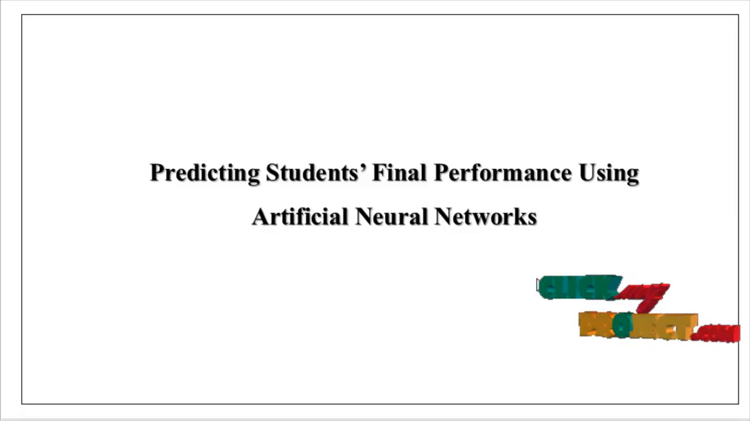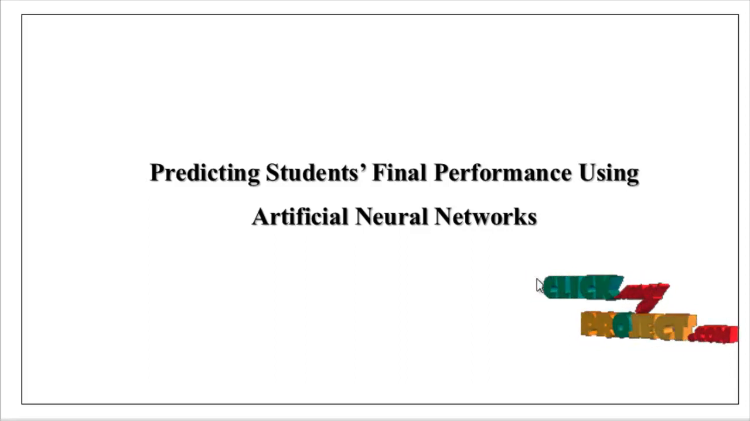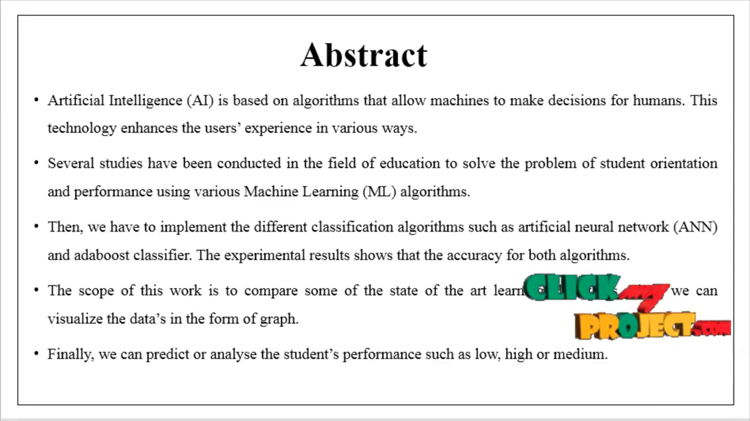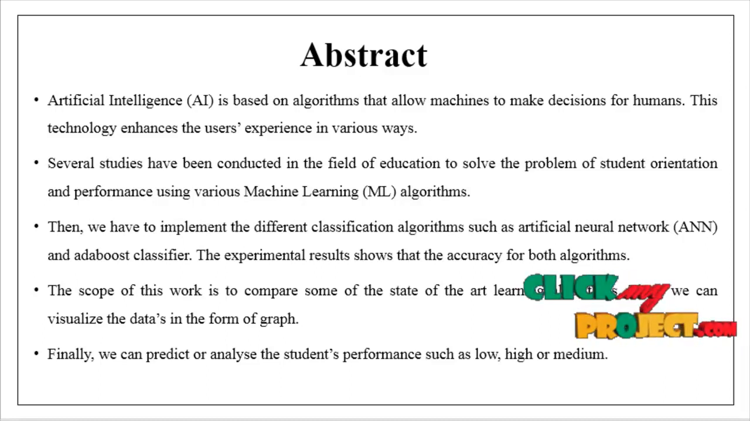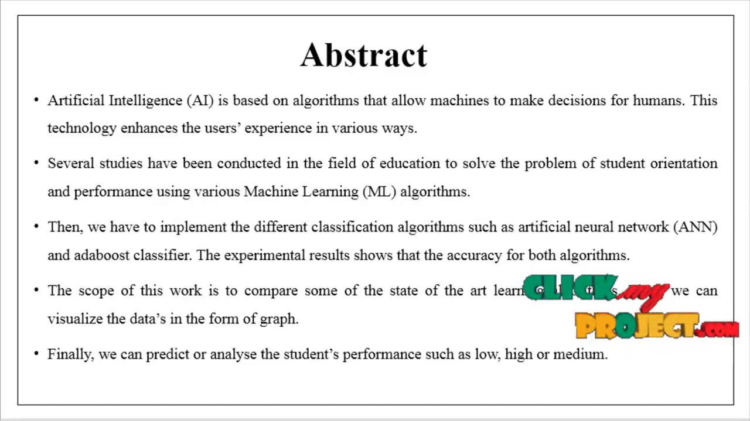We are going to discuss predicting students' final performance using artificial neural network. This is the overview of our project. Artificial intelligence is based on algorithms that allow machines to make decisions for humans. This technology enhances the user's experience in various ways.